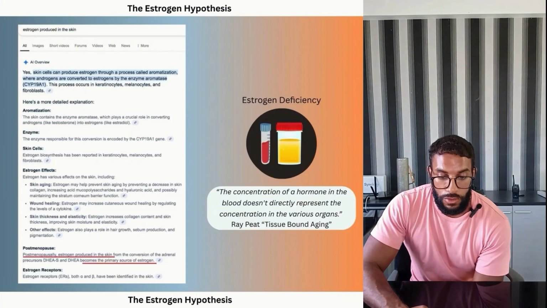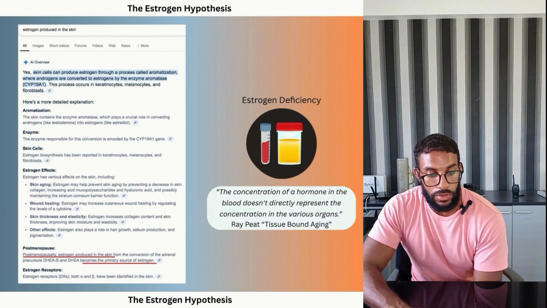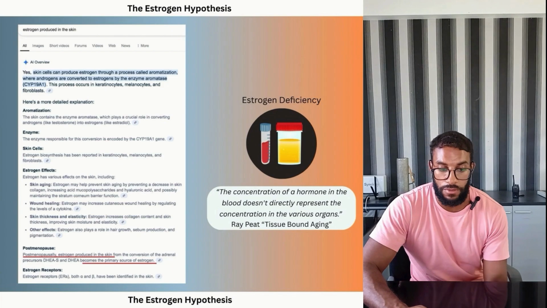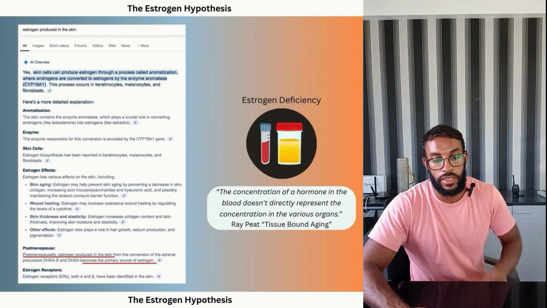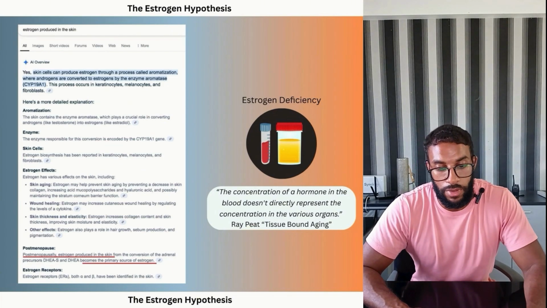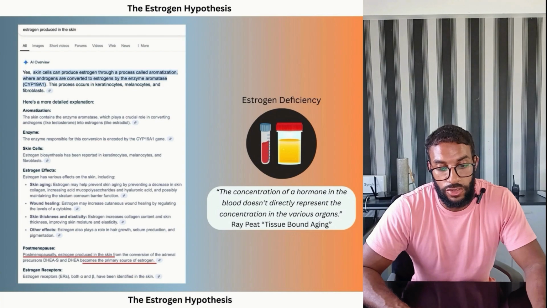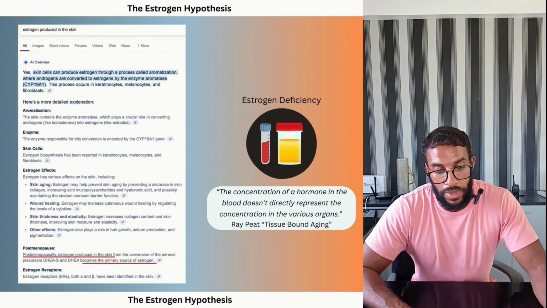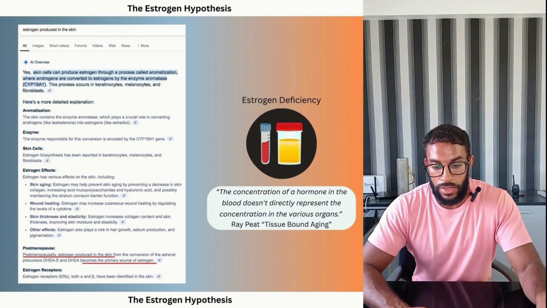And so if you just look into Google and you type estrogen produced in the skin, and of course, you're going to get it. Yes, skin cells can produce estrogen through a process called aromatization, where androgens are converted to estrogens by the enzyme aromatase. And so here's a quote by Ray.